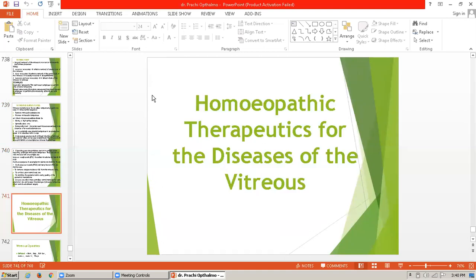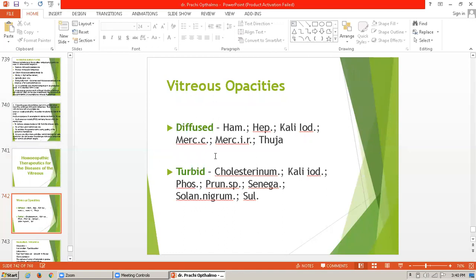Then the homeopathic therapeutics for diseases of the vitreous. For diffuse vitreous opacities, hamamelis, hepar sulph, kali iodide, mercurius corrosivus, mercurius iodatus ruber and thuja are used. And in turbid vitreous opacities, cholesterinum, kali iodide, phosphorus, prunus spinosa, senega, solanum nigrum and sulphur are used.